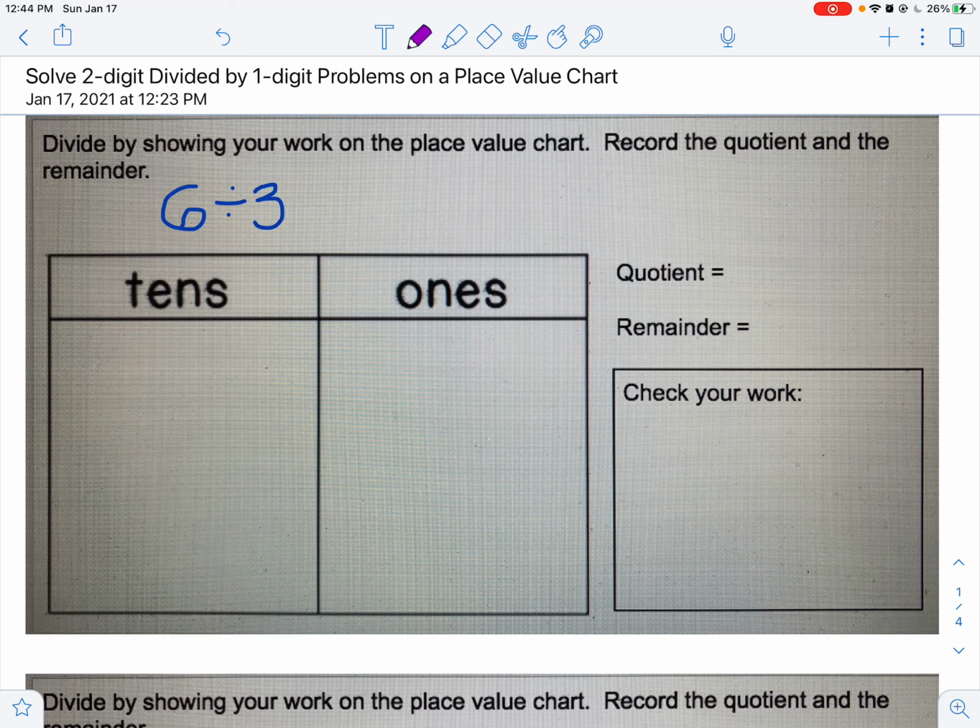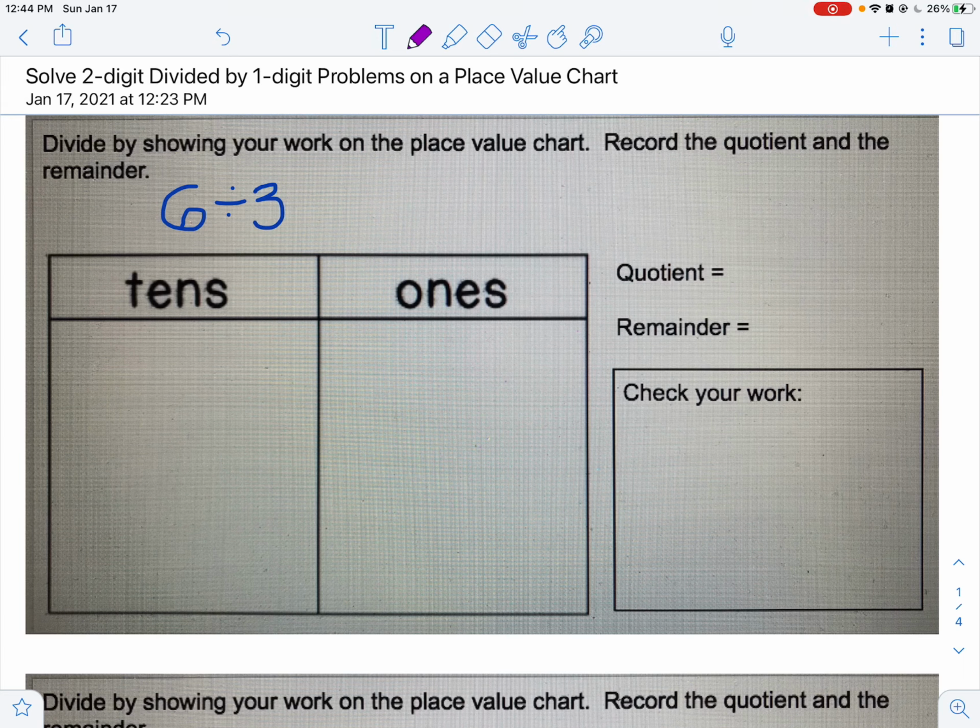I actually had to learn this myself this weekend because this is not how I learned how to do division. And once I figured out how this works, man, I wish I had learned this as a kid. So let's take a look at how this works.